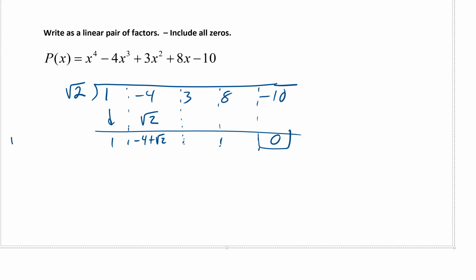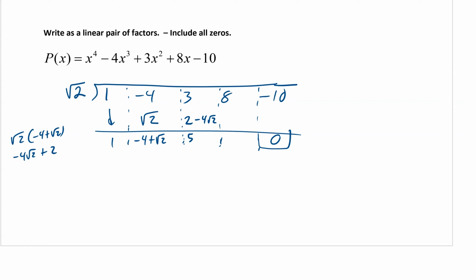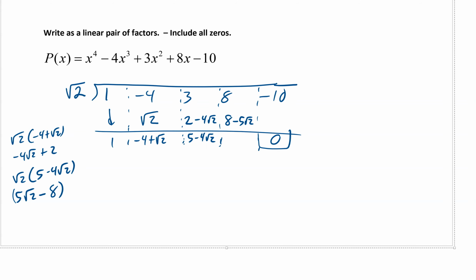So that would be square root of 2 times -4 plus radical 2. That'd be -4 radical 2 plus 2. So we'll put the 2 first, minus 4 radical 2. So it's 5 minus 4 radical 2. And then we do it again. So radical 2 times 5 minus 4 radical 2. So radical 2 is 2, times 4 is 8. And then we do it again.